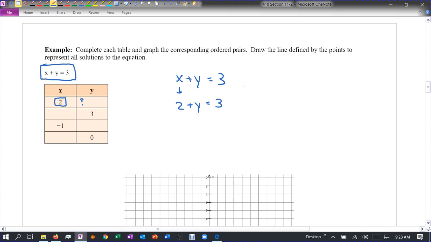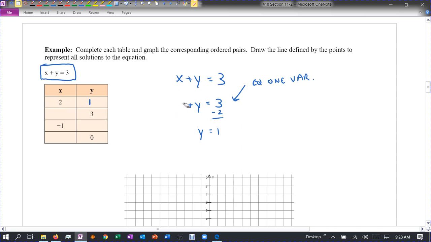Now we have, notice, an equation in one variable. We learned how to solve those already. I would subtract 2 on both sides. I get y equals 1. So that means when I plug 2 in for x, I should get 1 for y.